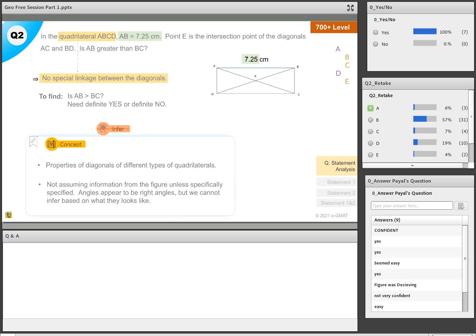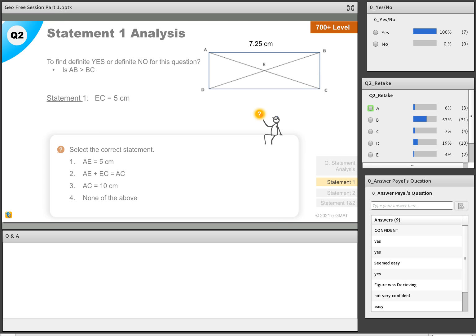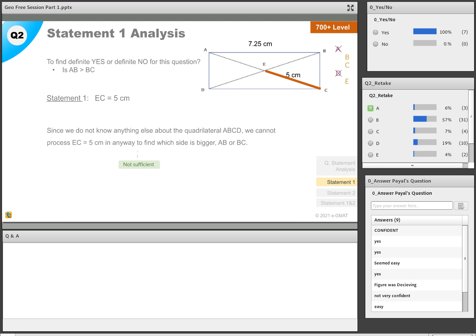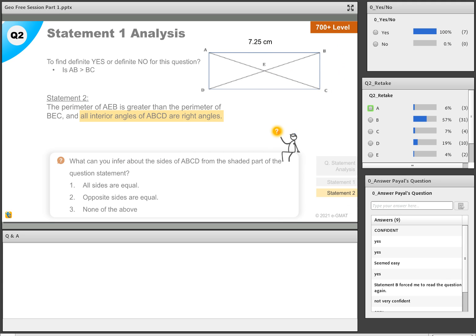Okay, very, very important. Now, if you think about it, there's nothing else that you can do with statement 1. EC is equal to 5 centimeters. There's nothing else that you can do. But when you look at statement 2, and this is where the analysis of statement 2 again brings to light why that 200% conceptual clarity is so very important.